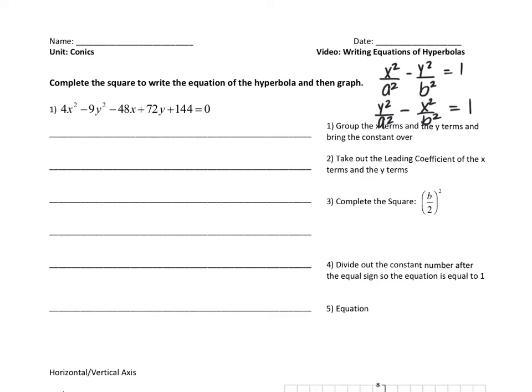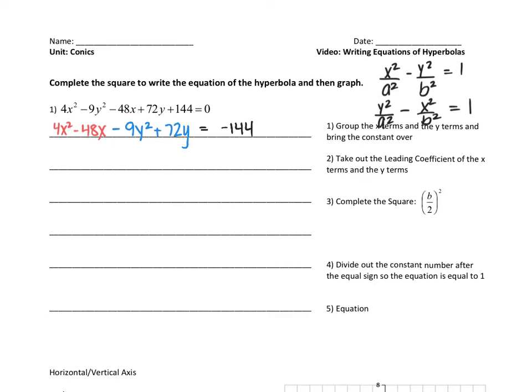So let's put the x squareds first. So 4x squared minus 48x, and then we're going to put our y term. So we have minus 9y squared plus 72y. And then we're going to bring our constant over by subtracting the 144. So we're going to do the same thing like we've done in the other completing the squares.